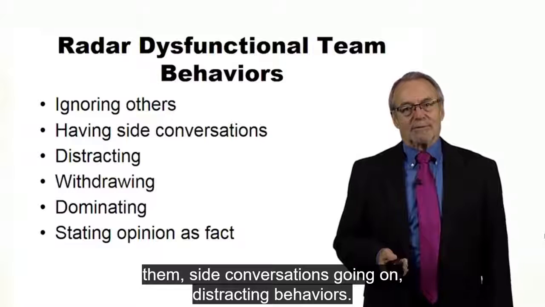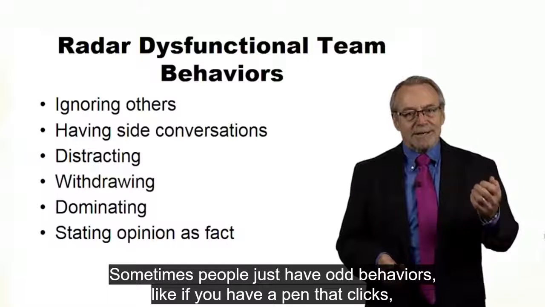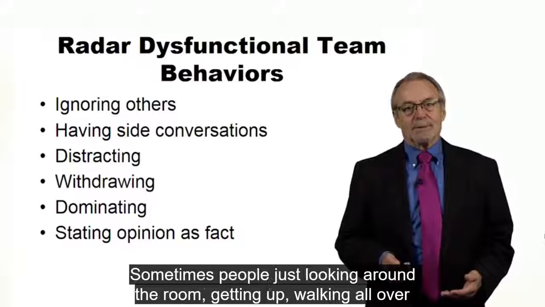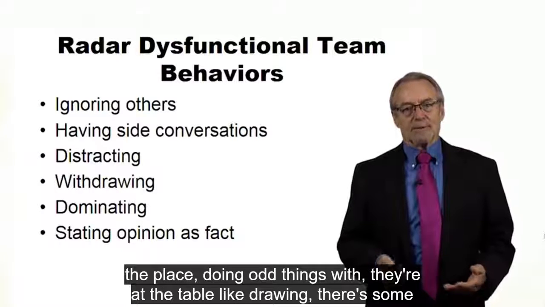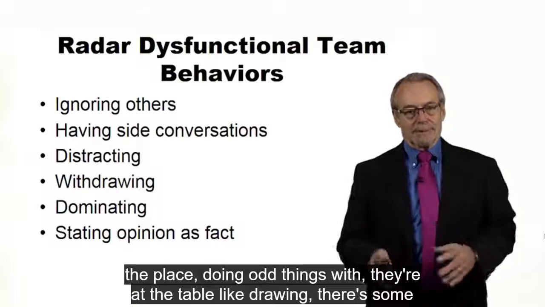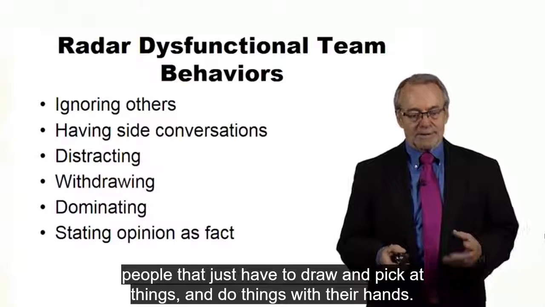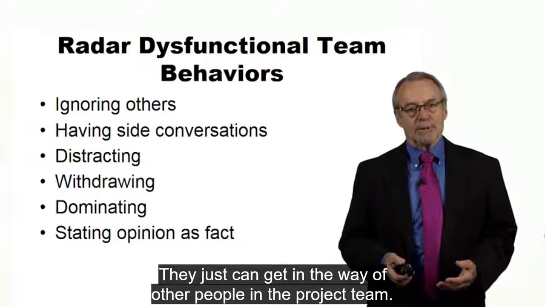Distracting behaviors. Sometimes people just have odd behaviors. Like if you have a pen that clicks, sometimes that gets to be distracting for other people in the room. Sometimes people just looking around the room, getting up, walking all over the place, doing odd things with their hands at the table, like drawing. There's some people that just have to draw and pick at things and do things with their hands. That just can get in the way of other people in the project team.